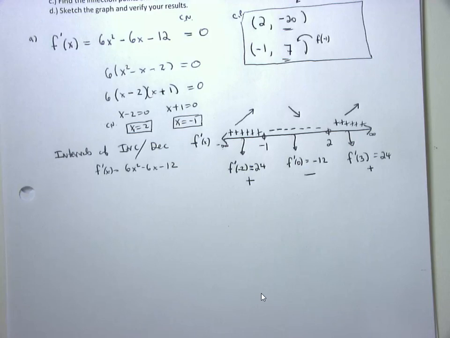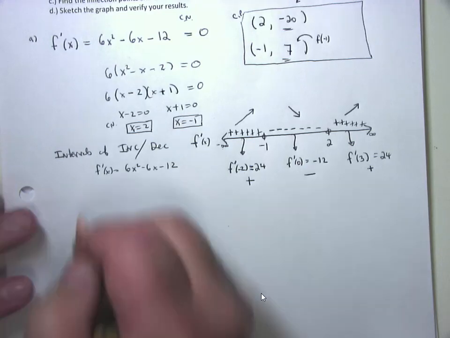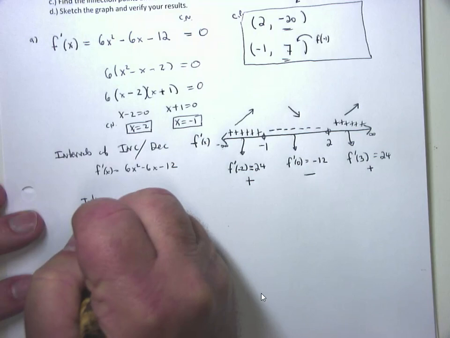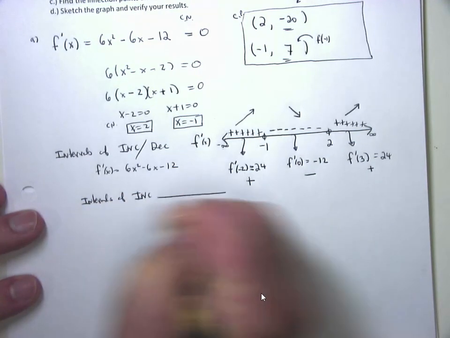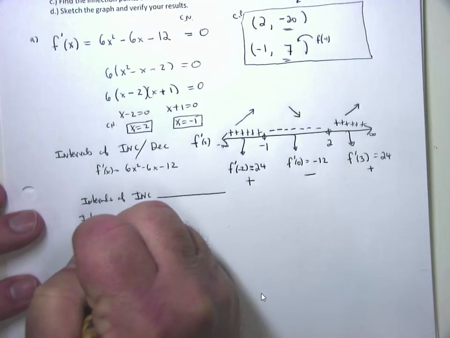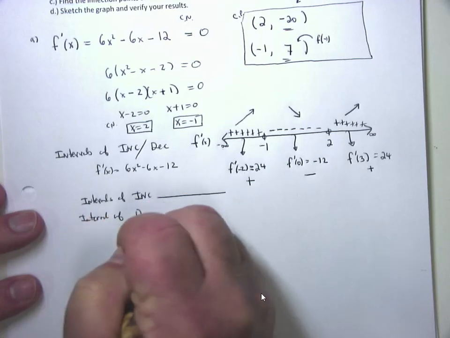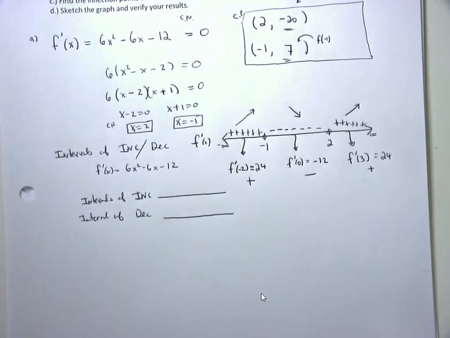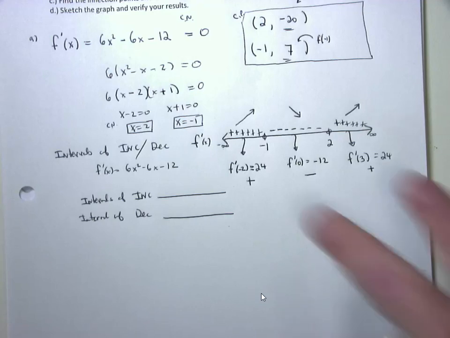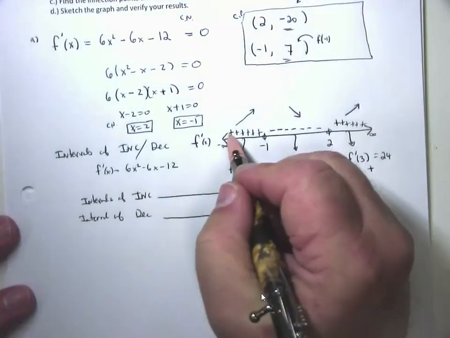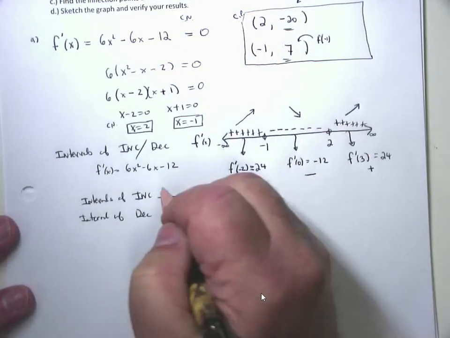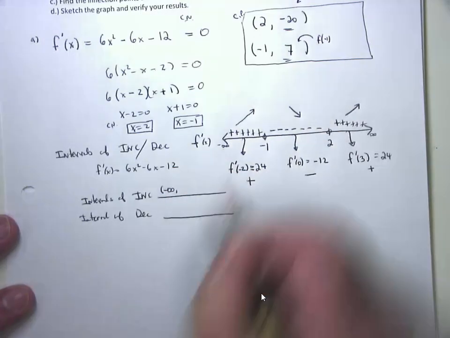But they're going to ask you to state the intervals of increase and the intervals of decrease. Typically, we like to describe this through interval notation. It comes right off your number line. So, what are my intervals of increase? Well, where is it positive first derivative at? Starts at negative infinity and goes to where?